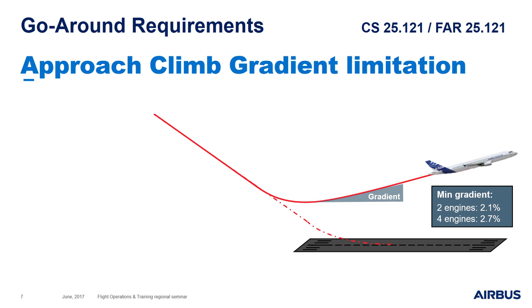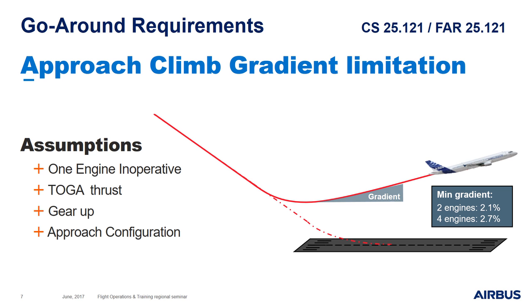For approach climb gradient, the aircraft must be able to maintain a minimum regulatory gradient of 2.1% for two-engine aircraft and 2.7% for four-engine aircraft. This gradient is determined in the following conditions: one engine inoperative, TOGA thrust, gear up, and approach configuration. But the regulation only requests a point computation which can be done at airport elevation or above.